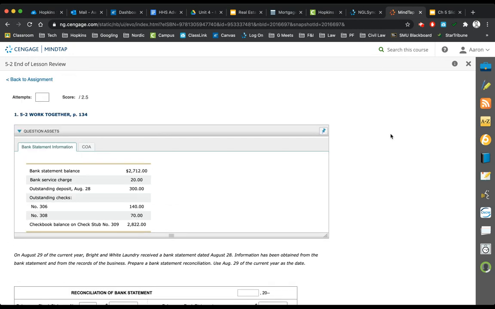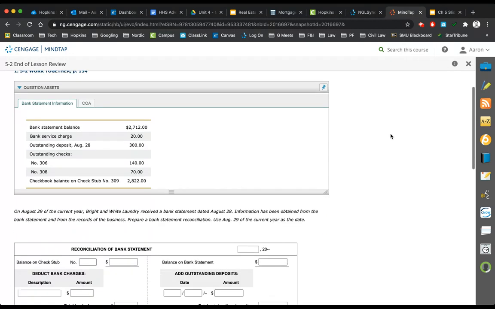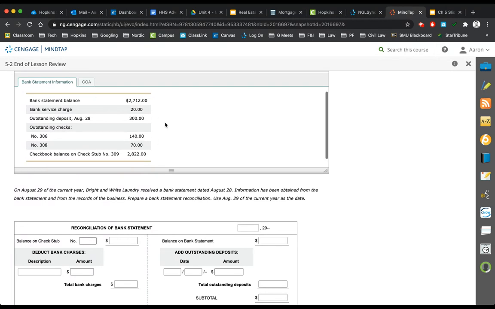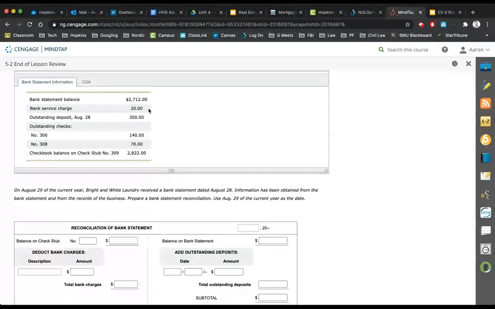So here we are, end of lesson review in Cengage MindTap. We are on the working together portion of it, and we have all this information up here. This is bank statement information, so we don't have an actual picture of the bank statement, but this is some of that key information that came out. This bank statement balance is $27.12. There was a bank service charge of $20. We have an outstanding deposit here, and we have 2 outstanding checks.